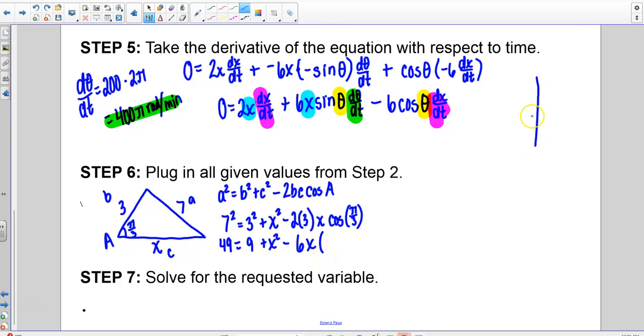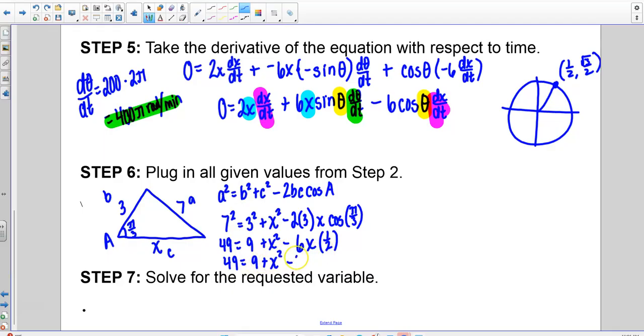And we can find cosine of pi over 3, right? Unit circle. Pi over 3's right here. Cosine is your x coordinate. What is cosine of pi over 3? 1/2. Ooh, that feels better, doesn't it? Now, look at this. All right, so we got 49 equals 9 plus x squared minus 3x.